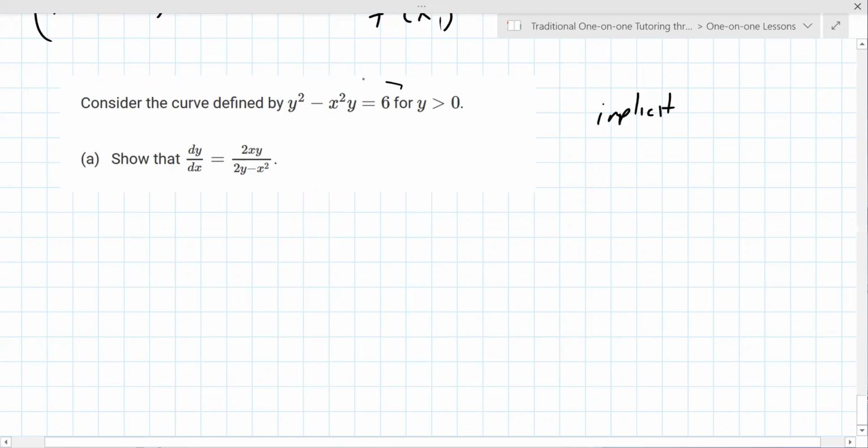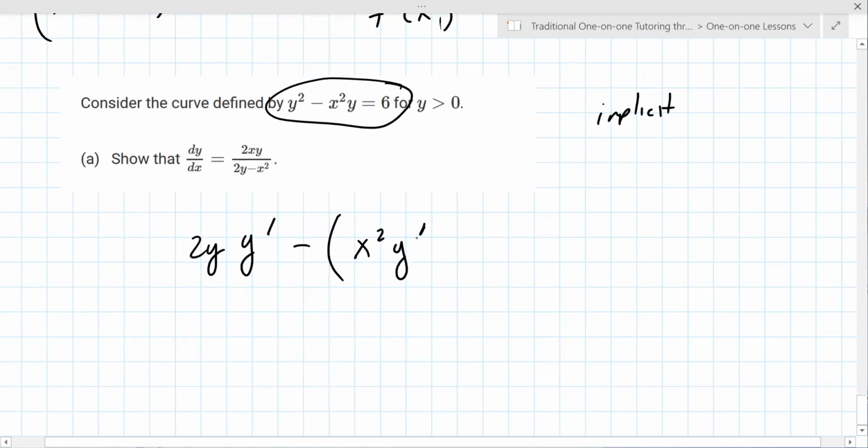So this is where we're starting. The derivative of y squared is 2y y prime. Minus, and now I'm going to do this with parentheses here: x squared y prime plus 2x y, equals 0. The reason I put the parentheses here is it's very easy to forget to distribute both.